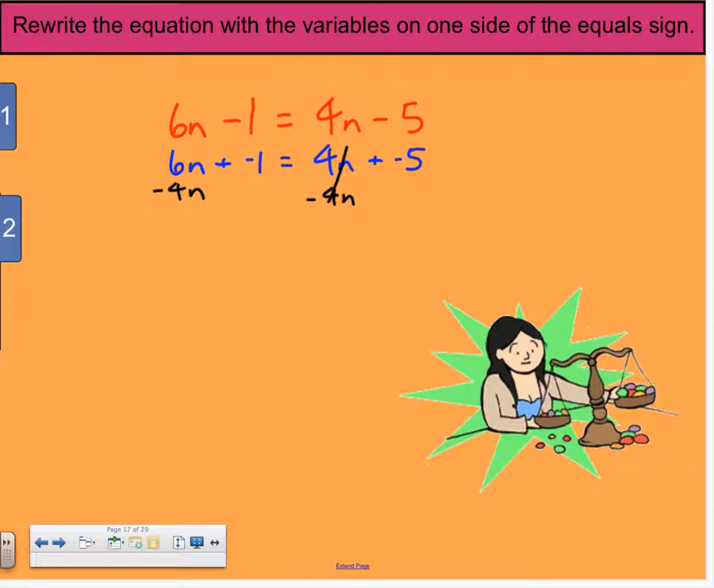6n minus 4n leaves me with 2n, all right? 2n plus a negative 1 equals negative 5. So this is where it's handy. It's good practice to have rewritten that. It helps us to make sure we keep that negative 5. Lots of people will let that negative sign disappear. All right, now what do we have to do? We have a negative 1. All right, how do we get rid of that negative 1?